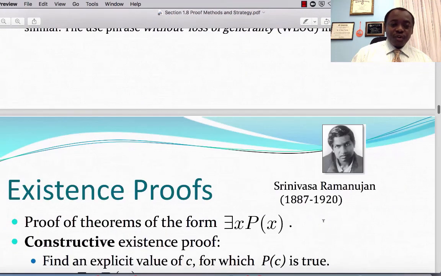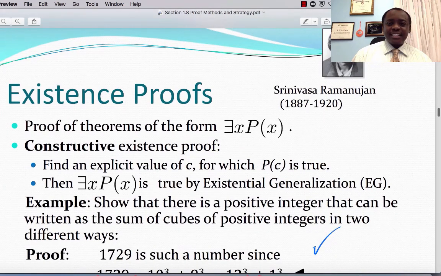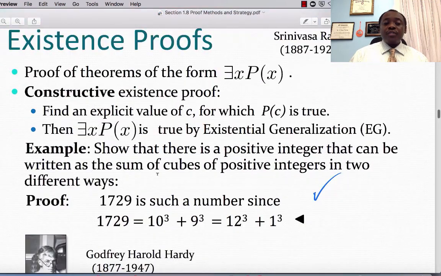Now let's move on and look at existence proofs. There are two types of existence proofs. The first is known as constructive. For constructive existence proofs, you have to find a value or values that work. For example, show that there is a positive integer that can be written as the sum of cubes of positive integers in two different ways.